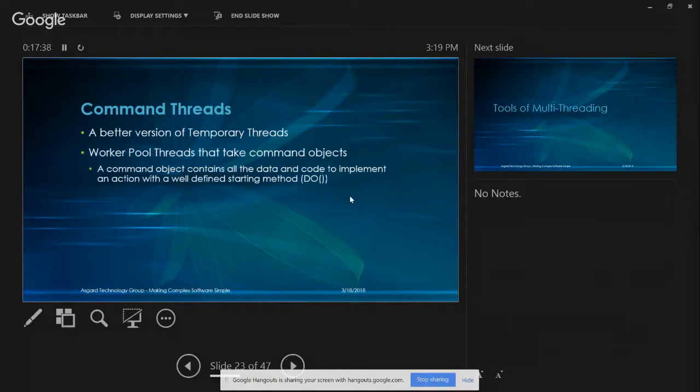command pattern basically says you've got an interface. The interface for your object is very simple. It's just do. And then you implement an object, and the object has all of the data, and it knows how to implement do, whatever do is. And so you put that onto the queue, and the worker thread just picks up the thing, executes do, and then when it's done, it picks up another object and has it implement do.